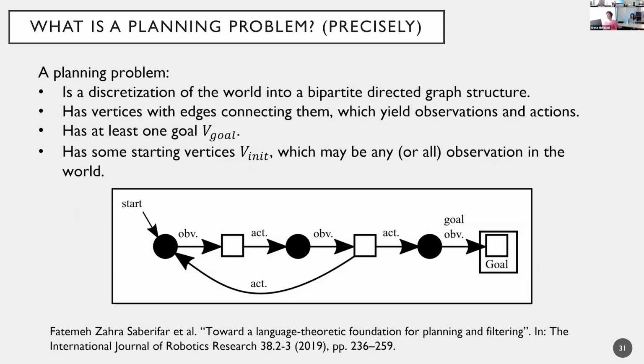So we can make this relation quite precise through a bipartite directed graph, which we call p-graphs. You can read the paper on it if you want. But essentially, these are a discretization of the world into a bipartite directed graph structure. We have vertices with edges connecting them, which yield observations and actions. We have a goal, and we have some starting vertices, which can be any or all observations in the world. They can also be actions, but in this case, we're just looking at observations. So we have the world here, which issues an observation, and we have the robot's action in response, and they trade off making decisions until the end of time, or you get to the goal.